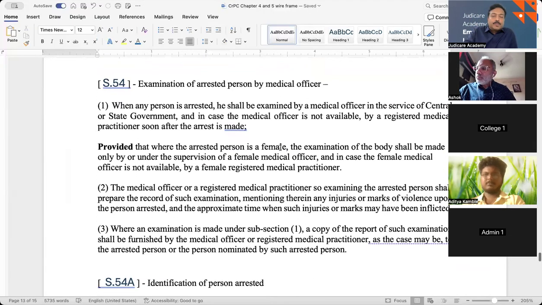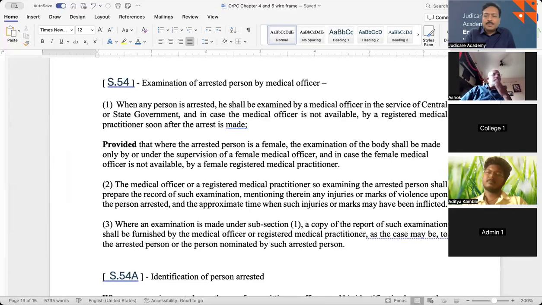Coming to section 54: examination of arrested person by medical officer. We are going a little beyond time, but there are only 6 more sections. We can continue. So, examination of arrested person by medical officer.